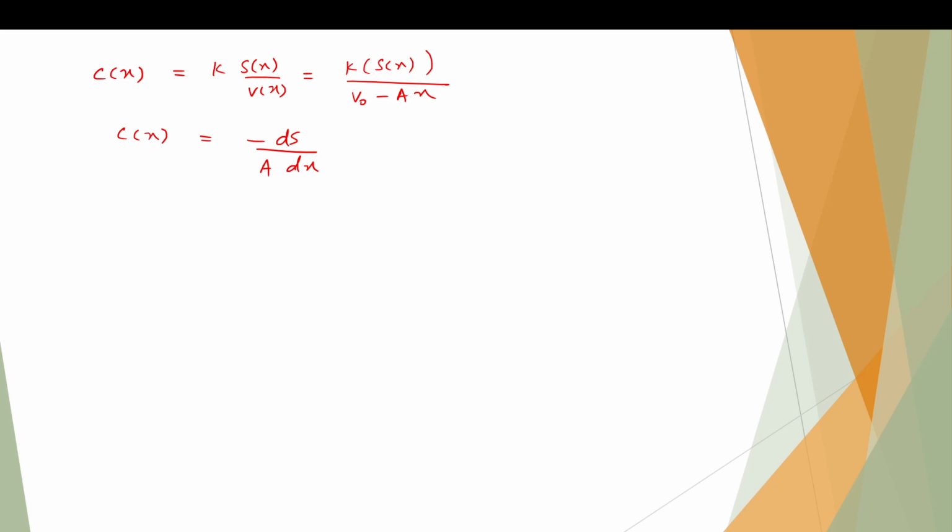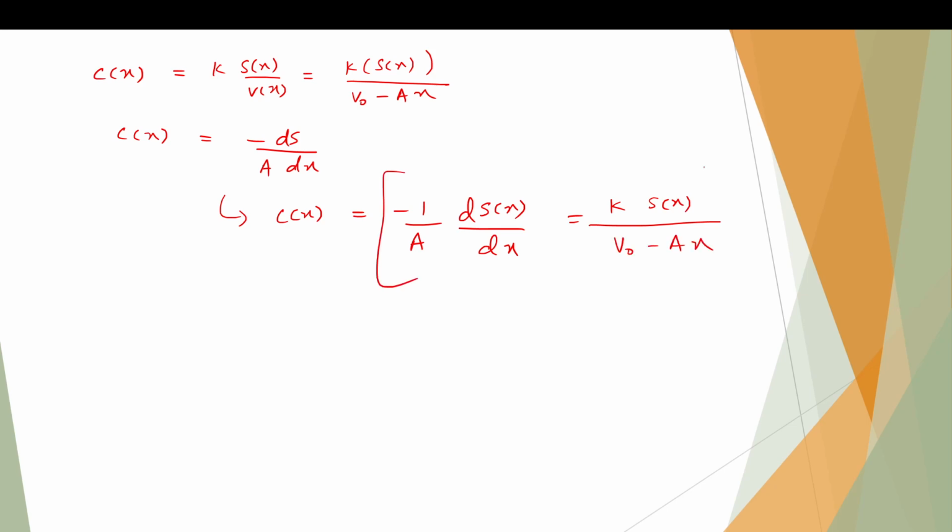So from this we get a differential equation, that is c of x is equal to minus 1 over a ds of x by dx, that is equal to k times s of x over v naught minus ax. So this is my differential equation.